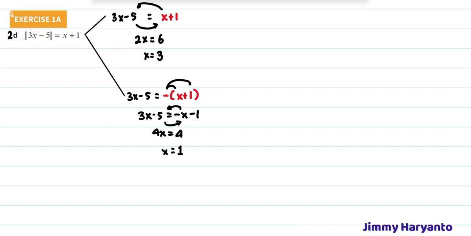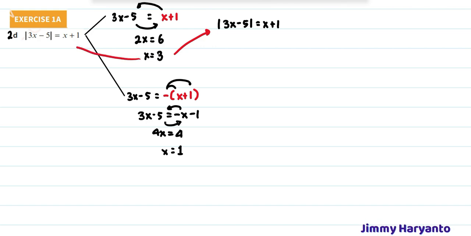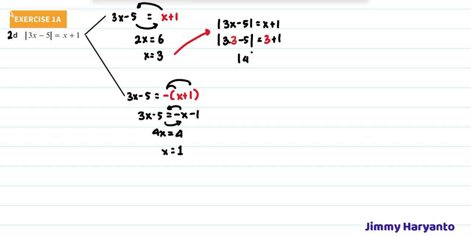For this one you have to double check your answer because this is the second type of the modulus equation. So for x equals 3, you have to rewrite the question first. You have to check it in the original question, not the one that you already separated. So you input x equals 3 right here and the 3 right there. So you have absolute value of 3 times 3 minus 5 equals 3 plus 1. This one is absolute value of 4 equals 4. So 4 equals 4 is the same. That means this one is a solution.